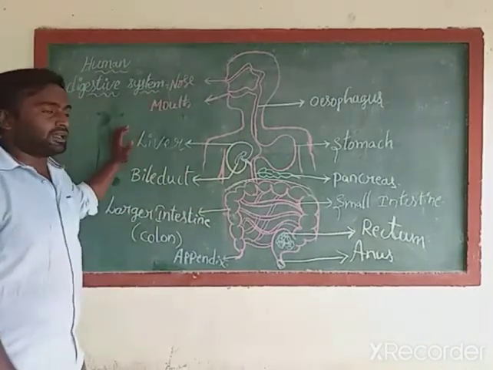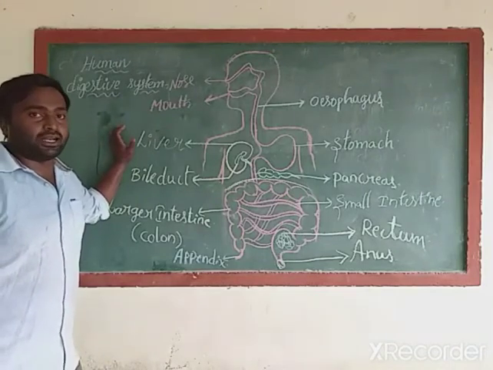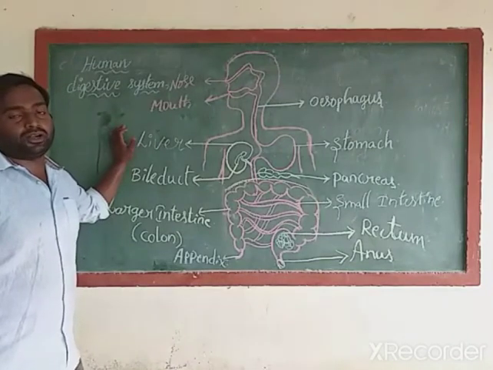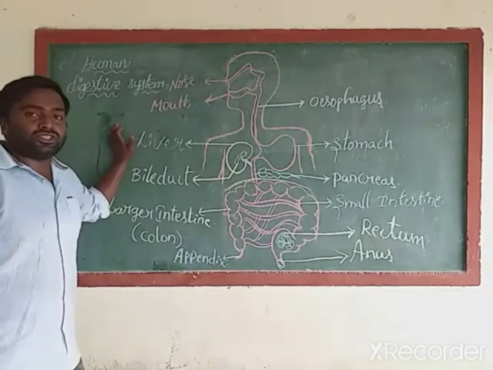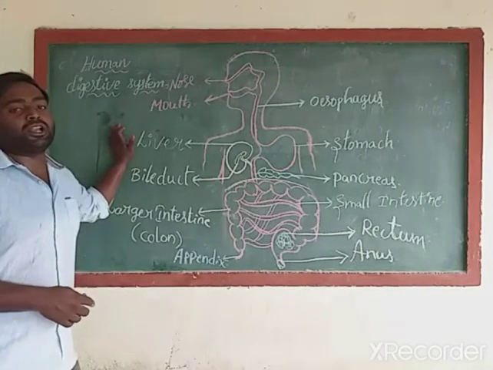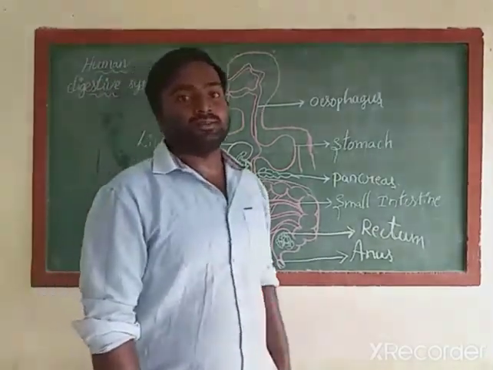Based on this diagram, we need to discuss the digestive hormones and the digestive glands. Where are the digestive glands present in our body, which hormones do they release, and how do they play an important role in the digestion of food materials? Now we are going to discuss.